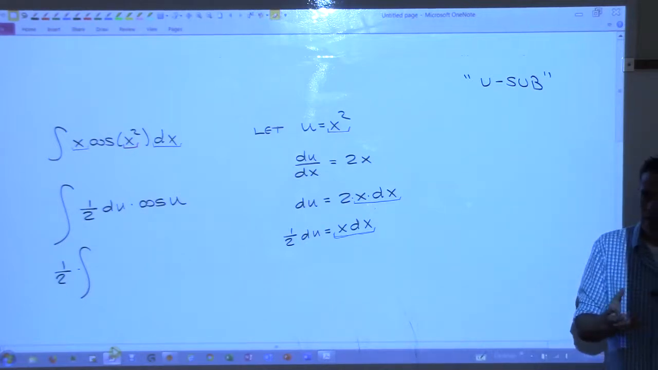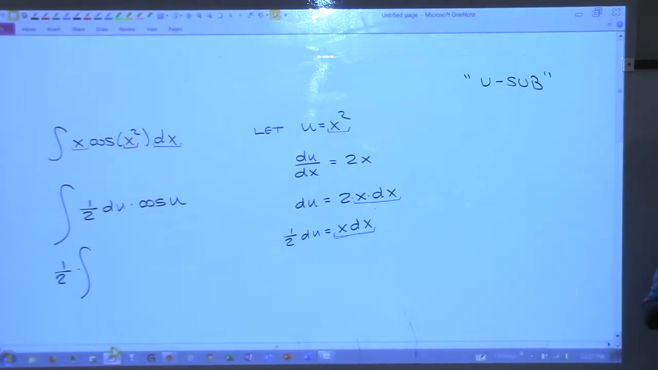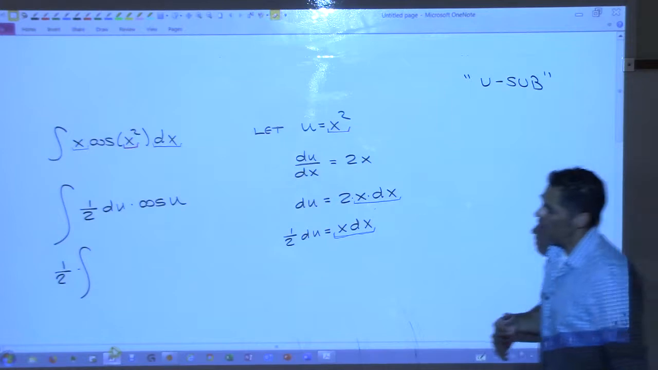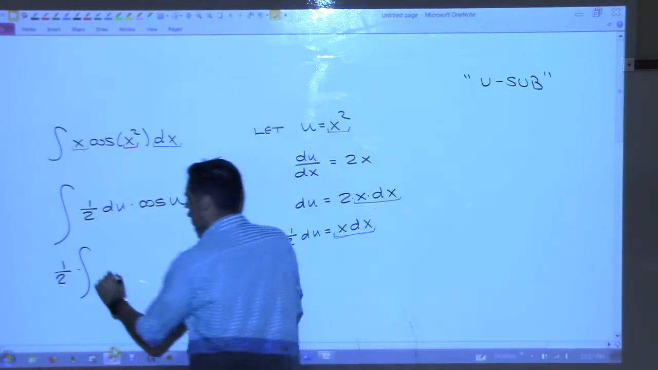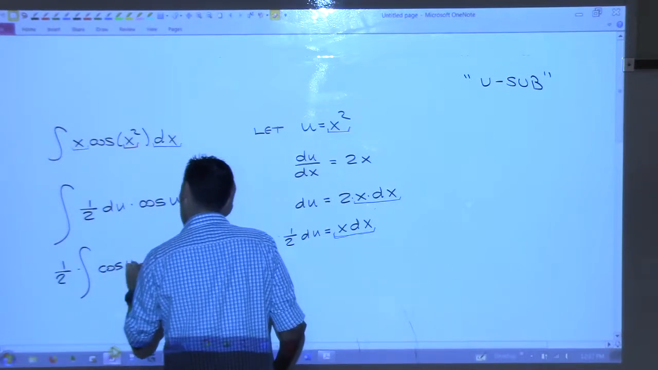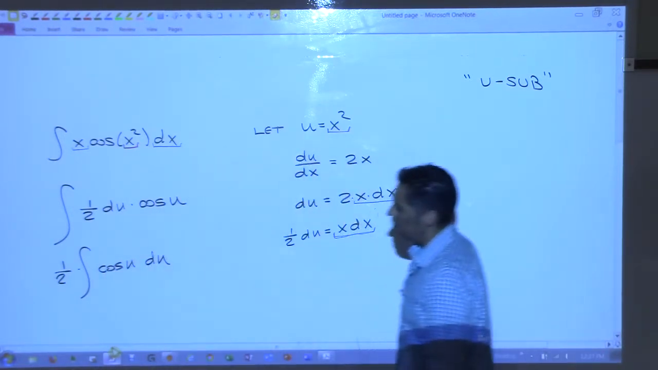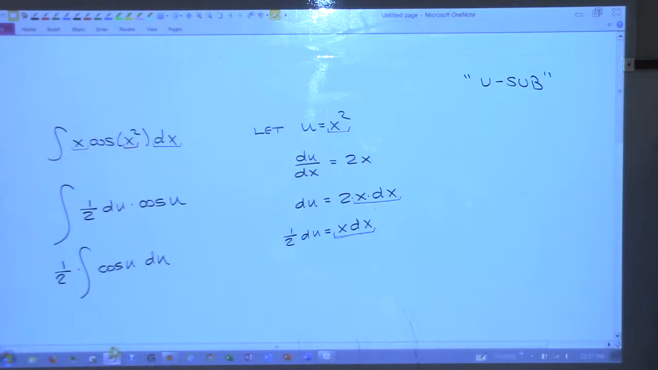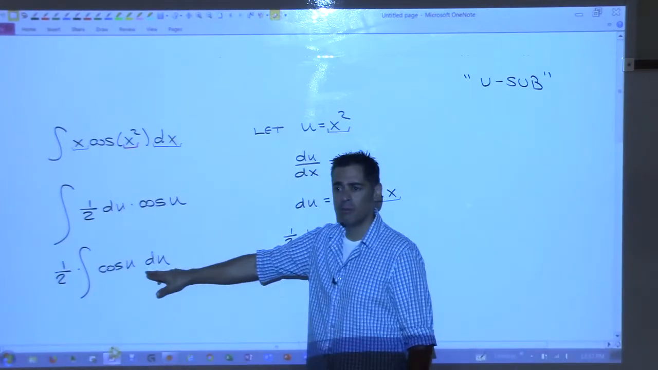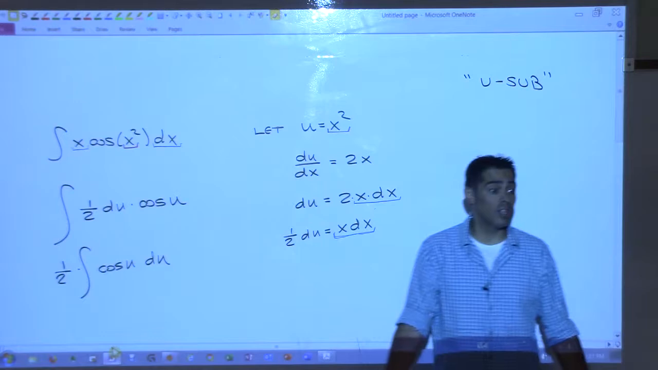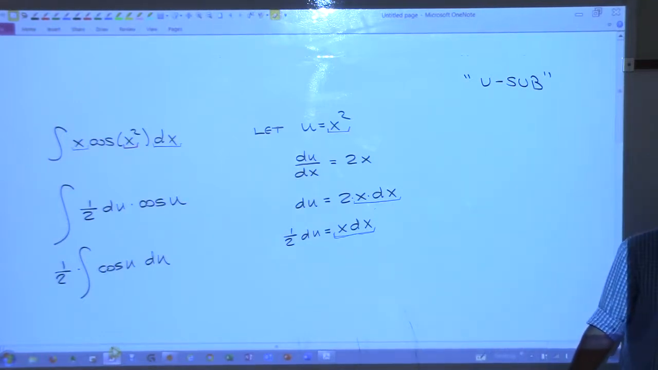Because it's a constant, right? And we already talked about when you have constants in front, they're just going to come along for the ride. Now all I'm left with in here is these two pieces, right? So I'm going to rewrite them backwards. And that right there is asking you to find the antiderivative of what? Cosine of u, right? Do you know the antiderivative of cosine of u? Just sine u.